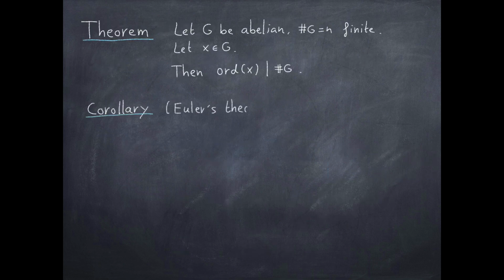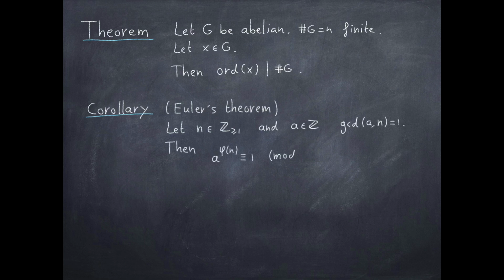A beautiful consequence of the previous theorem is Euler's theorem. Let n be a positive integer and let a be an integer such that the GCD of a and n is 1, so they're co-prime. Then, if we raise a to the power phi of n, we get something that is 1 modulo n. This result follows directly from the previous theorem if we look at the element a bar in the group Z mod nZ star. Recall that the number of elements of G, the order of G, is equal to phi of n.